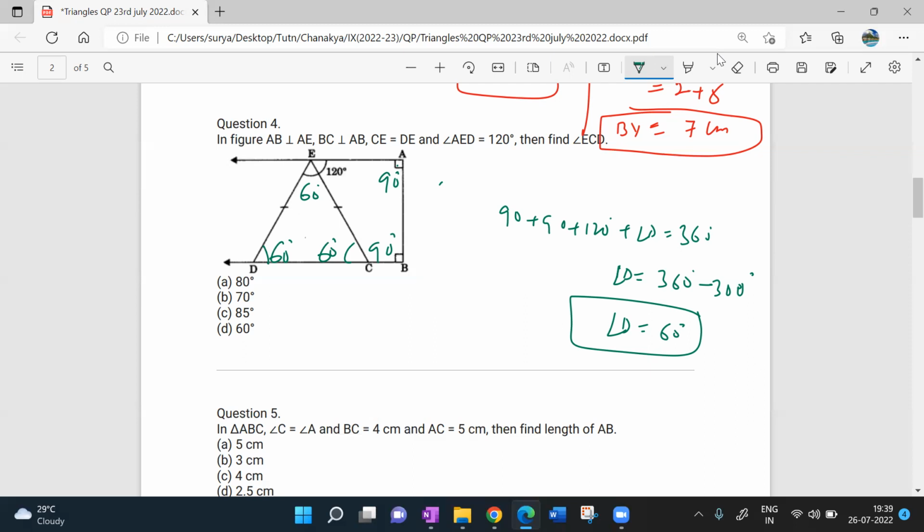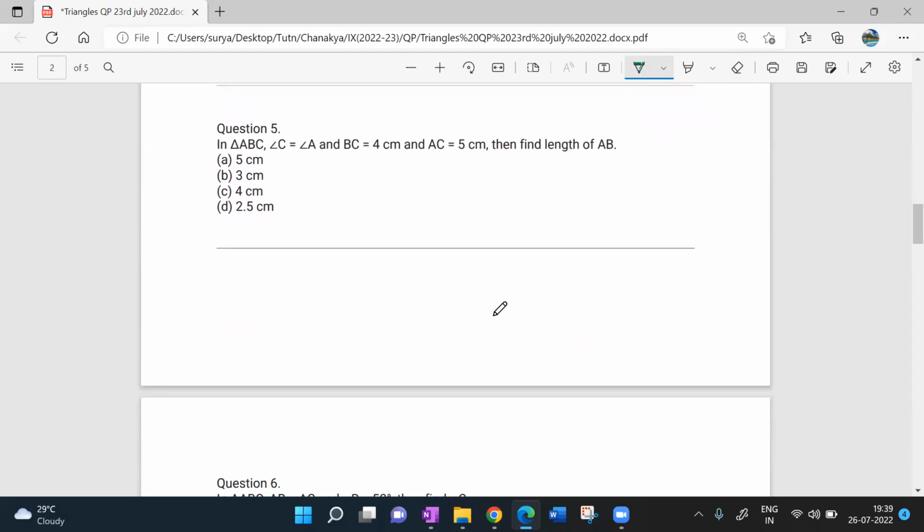ECD is 60 only, we don't need to find that out. We just got it directly. Since the two angles are equal, it is isosceles, so we get it very easily.